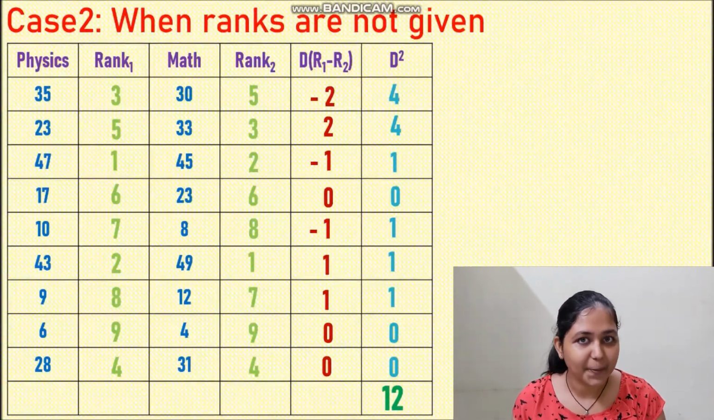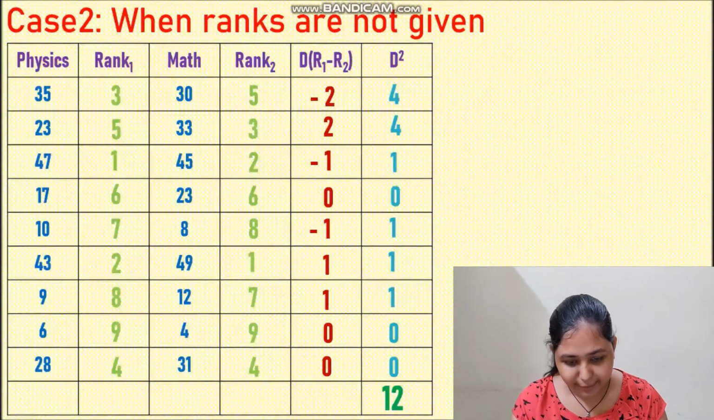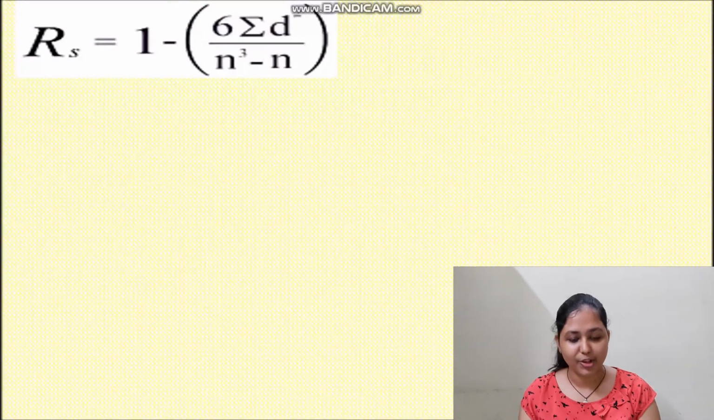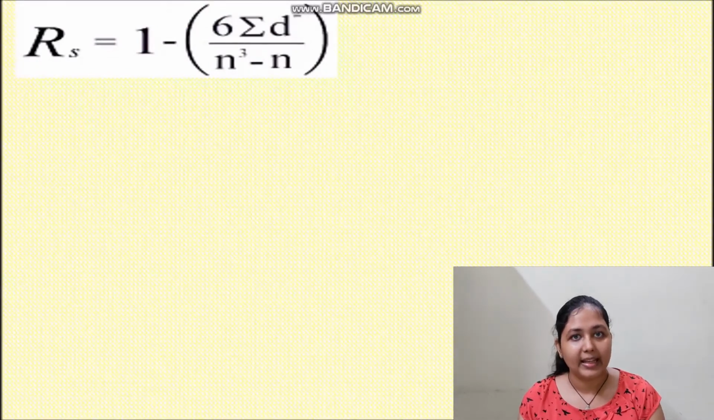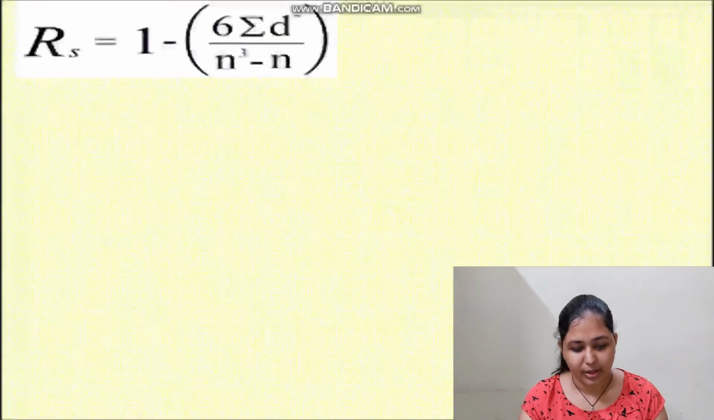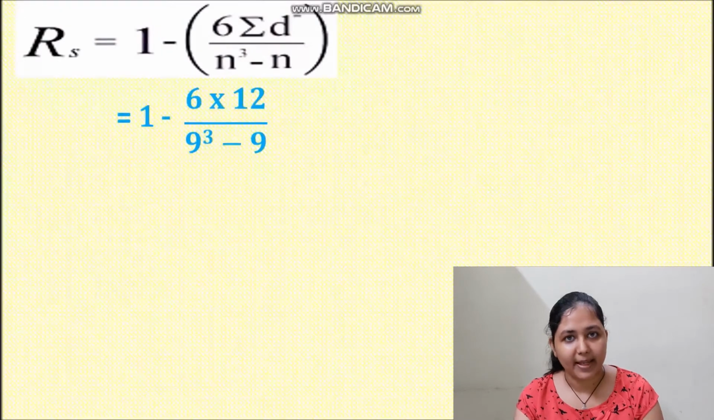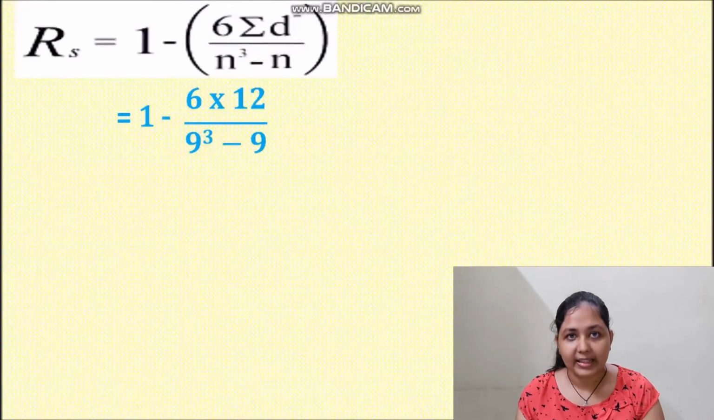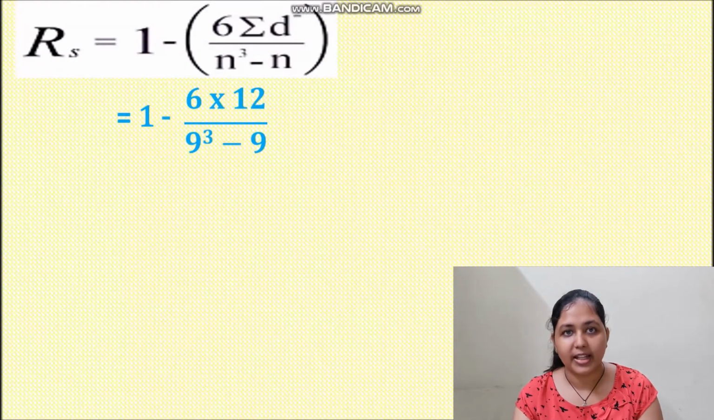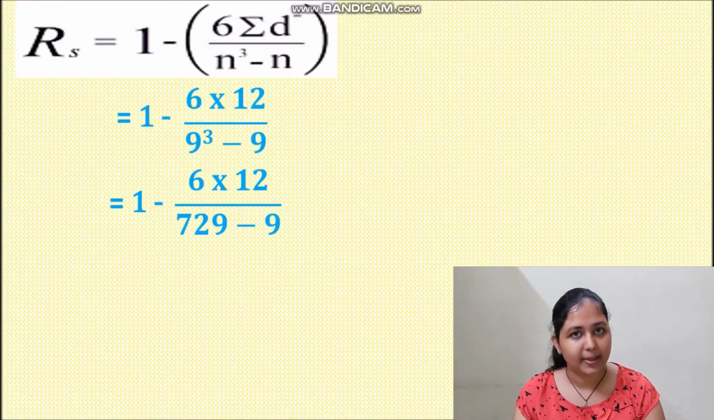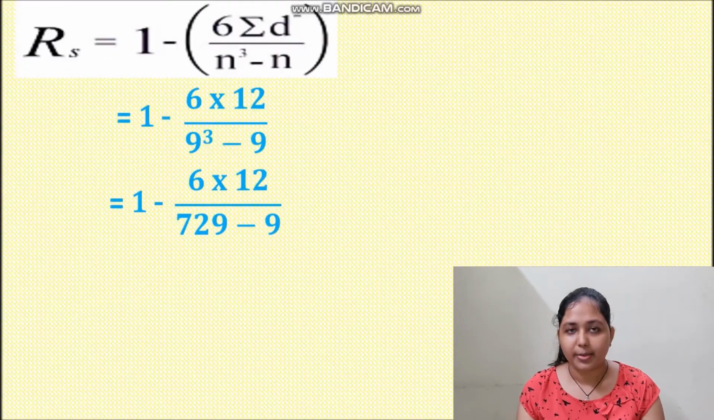So now let's get back to our formula. So here we have it. 1 minus 6 summation d square divided by n cube minus n. So we know that summation d square was 12. So 6 multiplied by 12, then we have 9 data points, so cube of 9 minus 9. Now 9 nines are 81, and 81 into 9 gives you 729. So that's here, 6 multiplied by 12 and 729 minus 9.